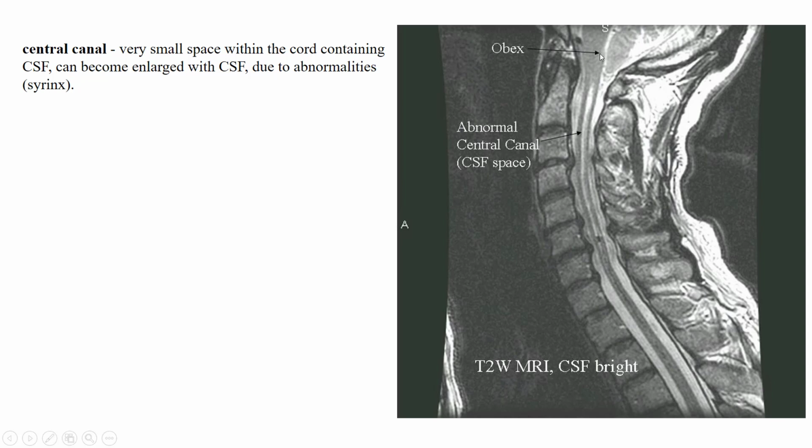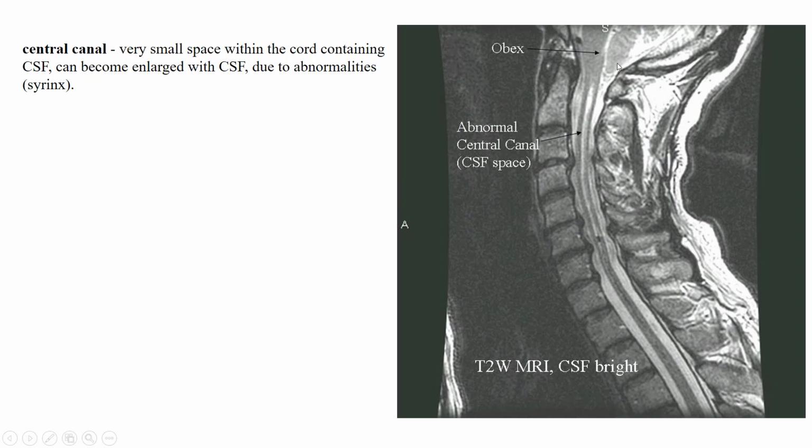You have bright CSF here on either side of the cord, but as you look up higher, you can see the obex, which is where the 4th ventricle enters into the cord, and that becomes a central canal, and there is some increased fluid here within the cervical spinal cord, and that is a syrinx, and it is because the cord is being pushed down from above or maybe pulled down from below. There's some abnormality that's causing some increase in fluid within that central canal.